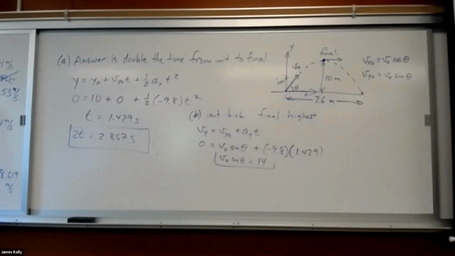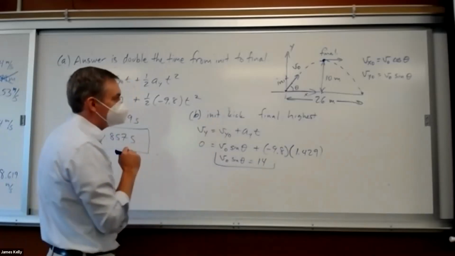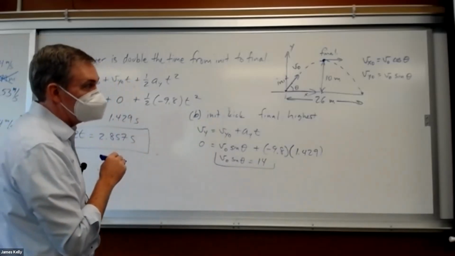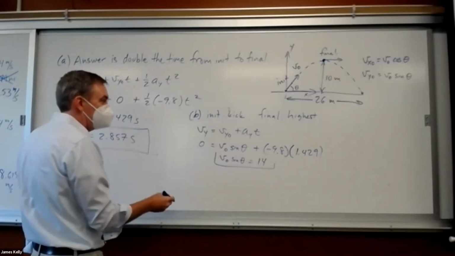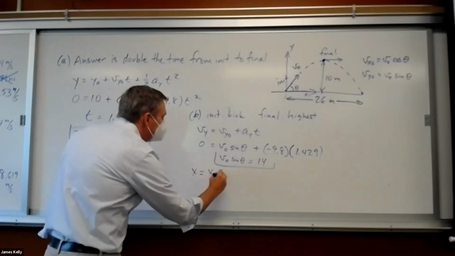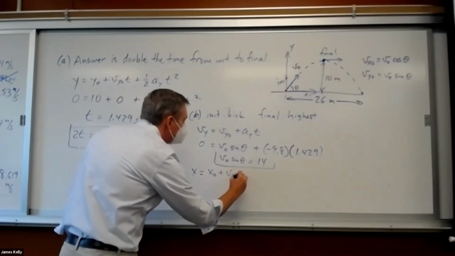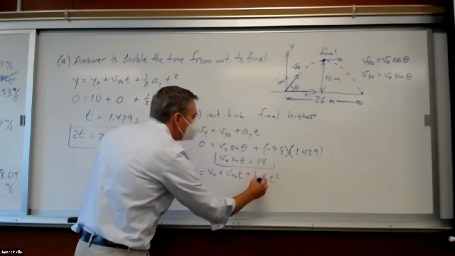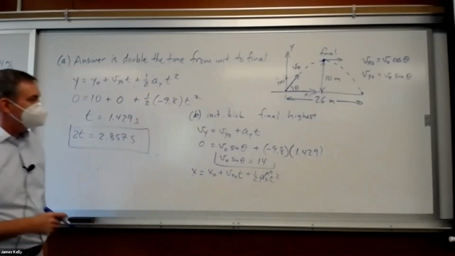Not 26 meters for my initial and final, but 13, half of it, right? So let's substitute in again. I'm going to use x as a function of t because I know the t to plug in. X final is equal to x initial plus vx initial times t plus 1/2 ax t squared. Let's not forget that ax is 0, so that makes me happy.